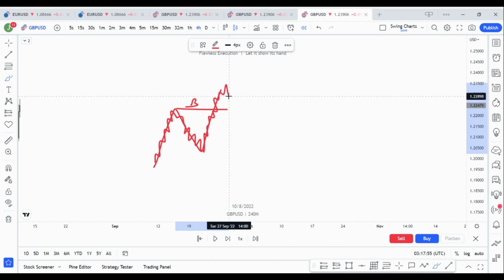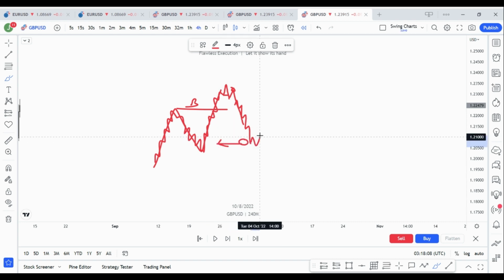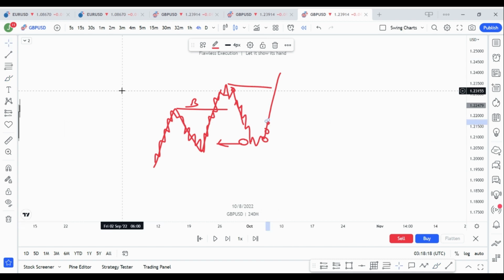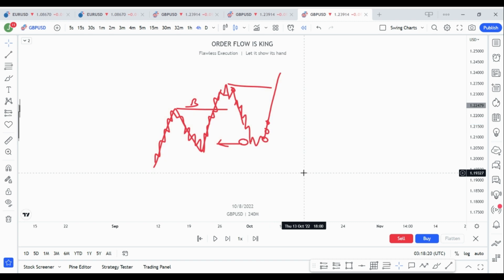And then usually what happens for the pullback is the intraday timeframes will shift order flow so that we can pull back and then mitigate this previous swing range. Then we will shift order flow again to continue the trend. So we want to be catching these trades pro intraday order flow so that we know that we're on the right side of the market.